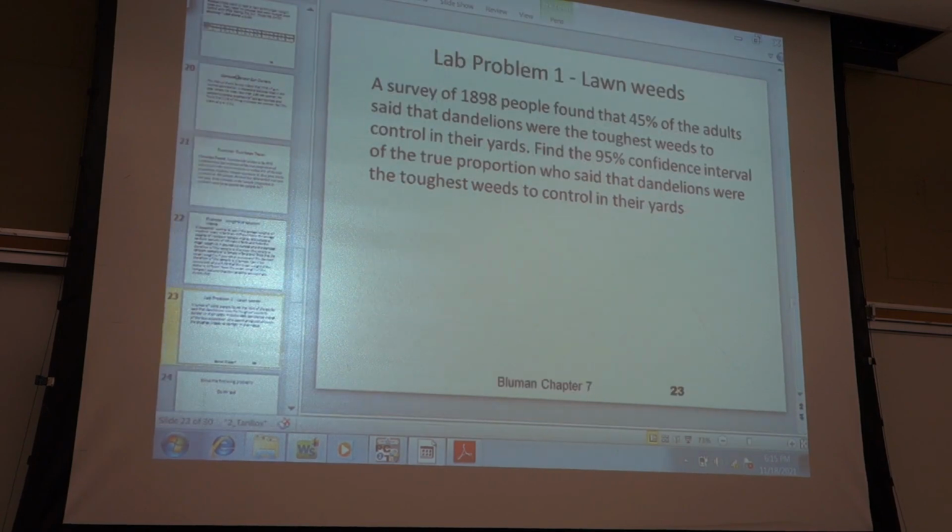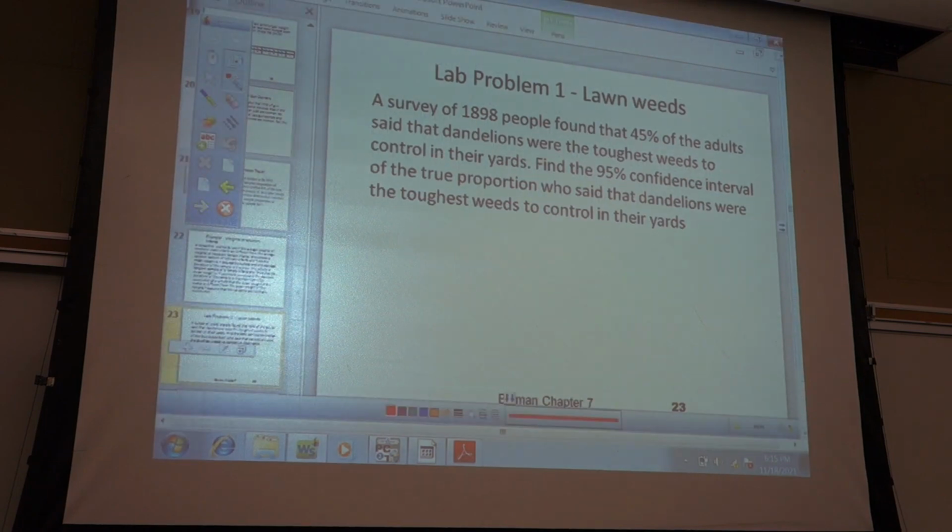Okay, last one. Samar, go ahead and read for me. Lab problem 1, lawn weeds. A survey of 1,898 people found that 45% of the adults said that dandelions were the toughest weeds to control in their yards. Find the 95% confidence interval of the true proportion who said that dandelions were the toughest weeds to control in their yards. Okay, 5 seconds, check it with the neighbors.